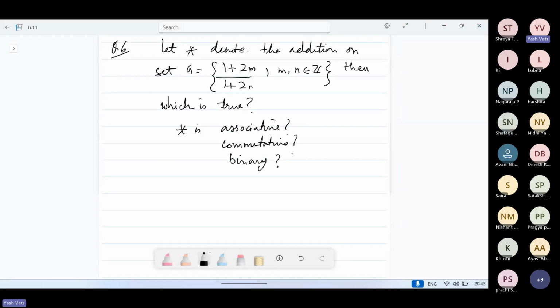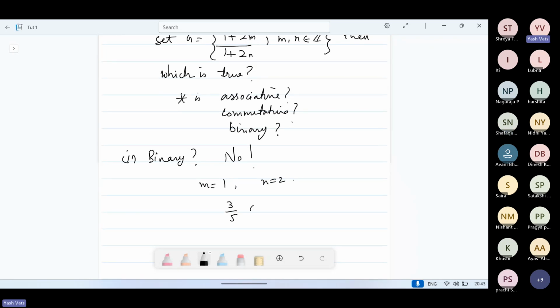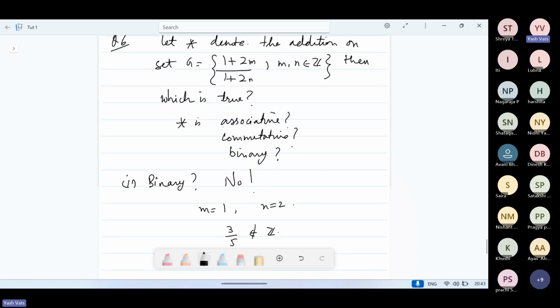All right, so have you tried it? We just try to find out what it is. So is it binary really? No. A big no, because if you take any two elements in G, then their sum is not in G. It is very clear, right? If M is 1 and N is 2, then it will be 3 by 5. It's not in Z, right? That is very clear.